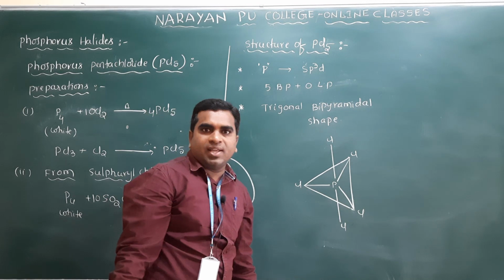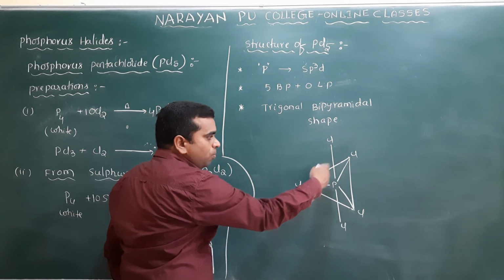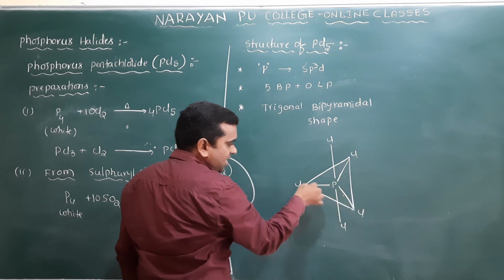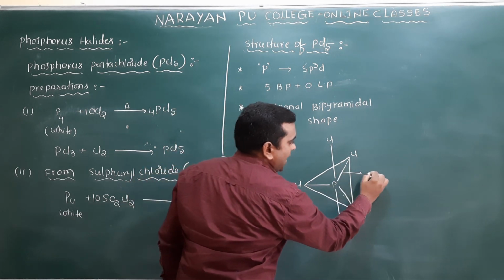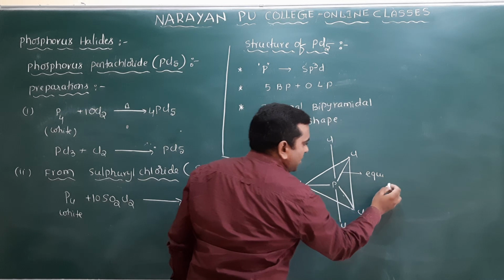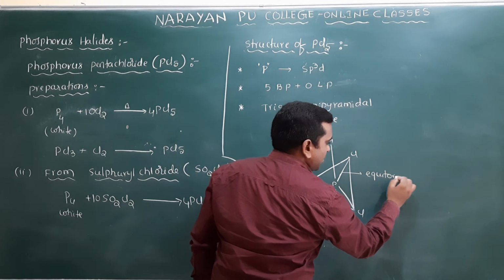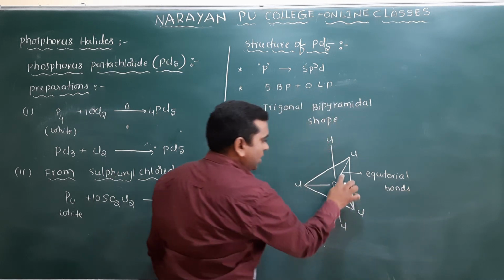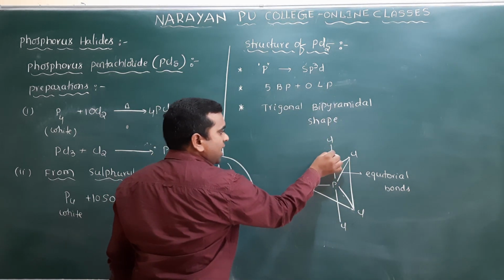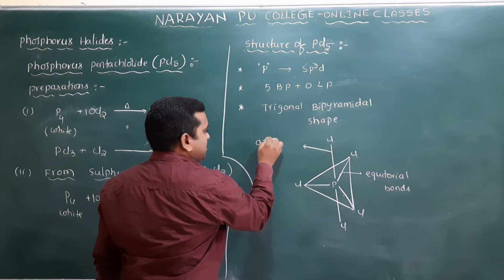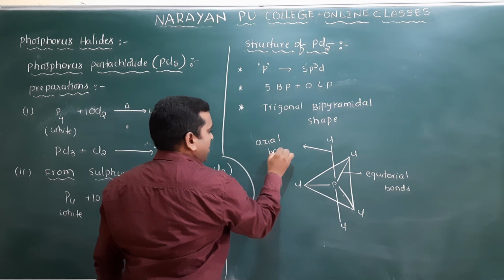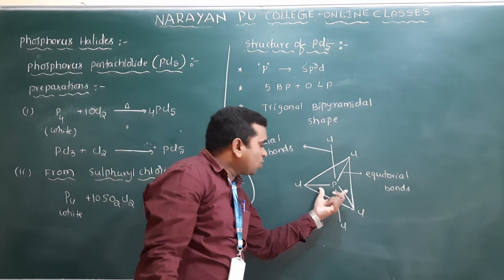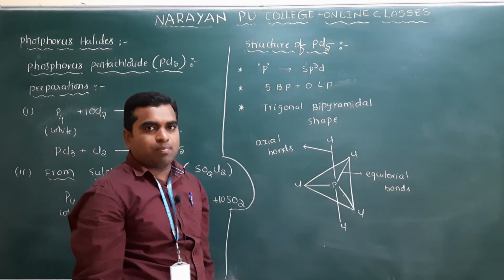Now you know that in this case, the bonds which are present inside the triangle we will call equatorial bonds. How many equatorial bonds are there? Three. And these are axial bonds. We have 3 equatorial bonds and 2 axial bonds.